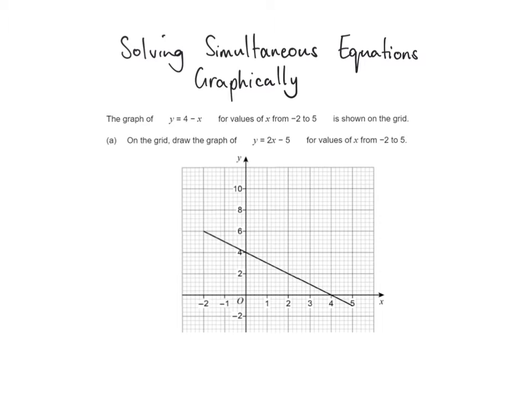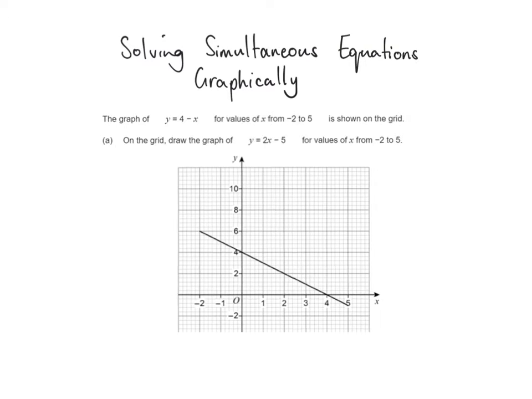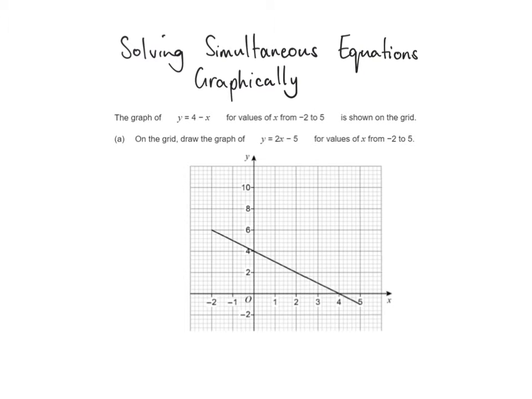Okay, so this is an exam question and it says the graph of y equals 4 subtract x is shown on the grid. So that's the line you can see on the grid. What they want us to do is draw the graph of y equals 2x subtract 5. Now, normally what we'd do is we'd draw a table to do that.